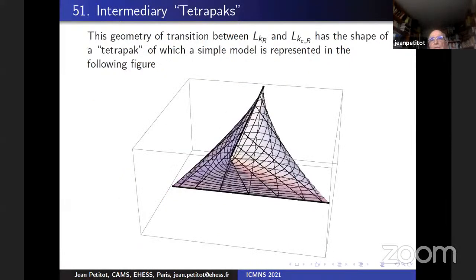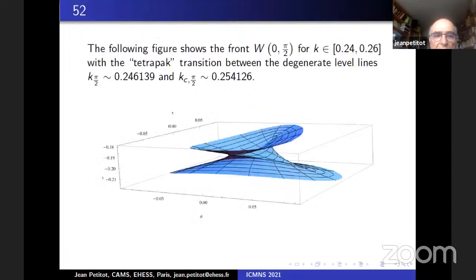And the surface of the wavefront between these two degenerate level lines has a form of a sort of tetrapak, as in the figure. Here you have an image of the surface of the wavefront, where you see in the middle the tetrapak and the rest of the surface at the exterior of the interval corresponding to the tetrapak.